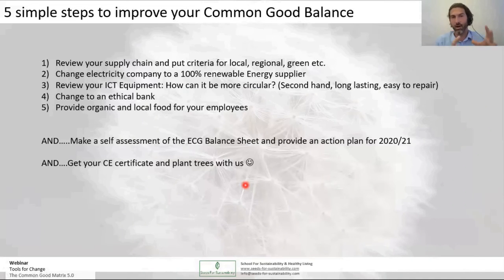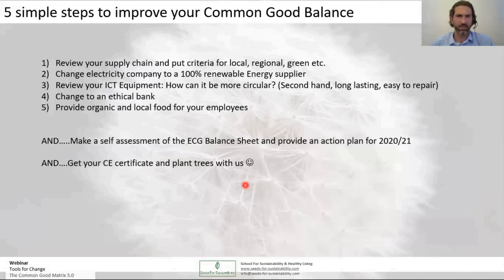And this was basically the part of the balance sheet where the circular economy, which is a hot topic at the moment, fits in. But yeah, a little bit of ideas. I mean, we could have, as I said, a whole course on this balance sheet, and then give more specific answers on how you can improve. That's what the consultants of the Common Good, of the ECG, do.